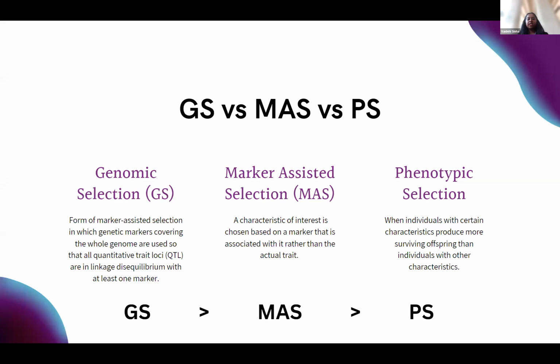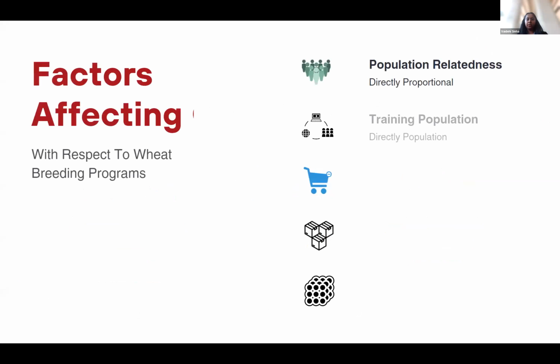So comparing the three major techniques that are used to perform the selection of genomes, we have already covered genomic selection. I'll explain MAS. MAS stands for marker assisted selection. In the MAS procedure, a characteristic of interest is chosen based on a marker that is associated with it rather than the actual trait. While PS is when individuals with certain characteristics produce more surviving offspring than individuals with other characteristics. When the performance of prediction using GS for wheat was compared with MAS and PS, then GS had a higher accuracy by 28%, then MAS 95%, then PS for predicting the relationship between the expected and the actual value.